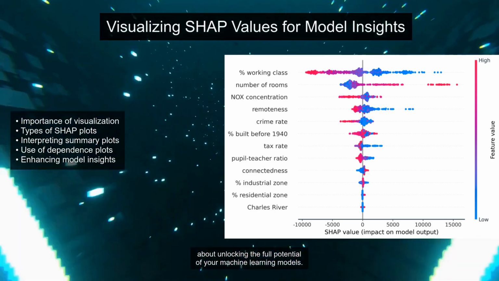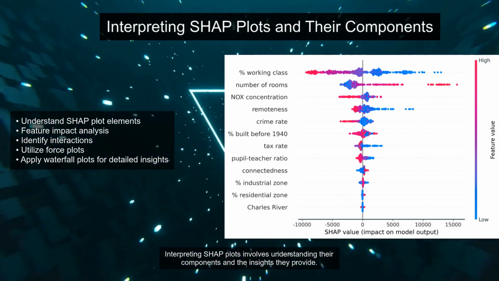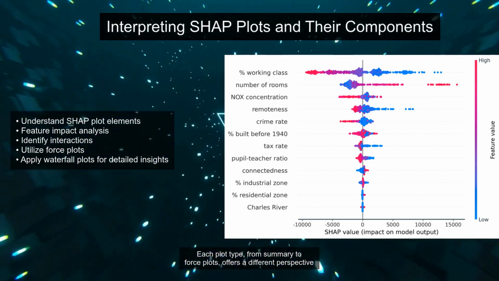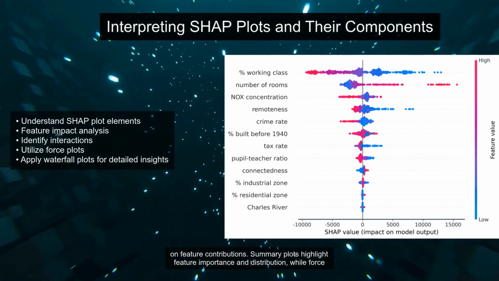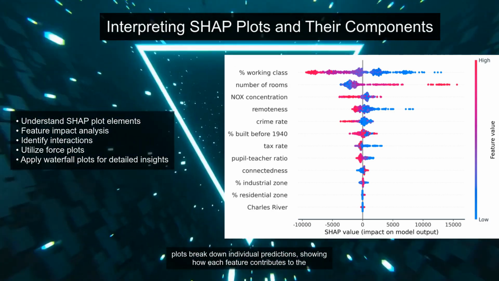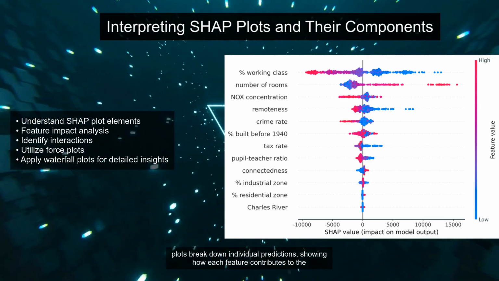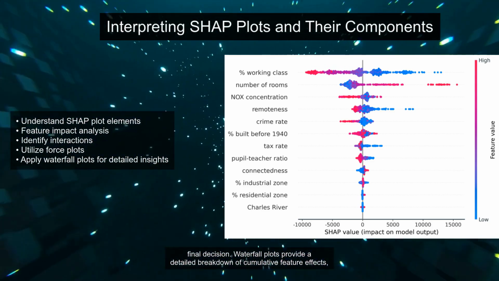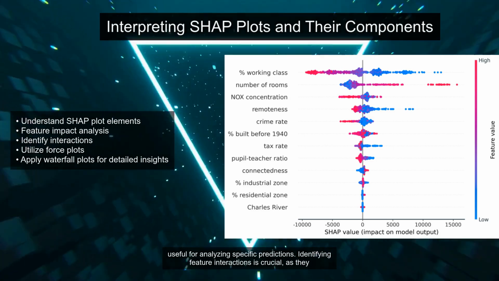Visualizing SHAP values is not just about aesthetics, it's about unlocking the full potential of your machine learning models. Interpreting SHAP plots involves understanding their components and the insights they provide. Each plot type, from summary to force plots, offers a different perspective on feature contributions. Summary plots highlight feature importance and distribution, while force plots break down individual predictions, showing how each feature contributes to the final decision. Waterfall plots provide a detailed breakdown of cumulative feature effects, useful for analyzing specific predictions.